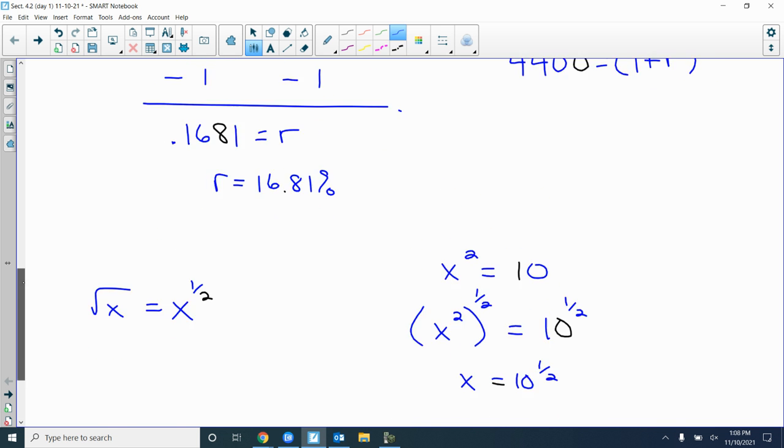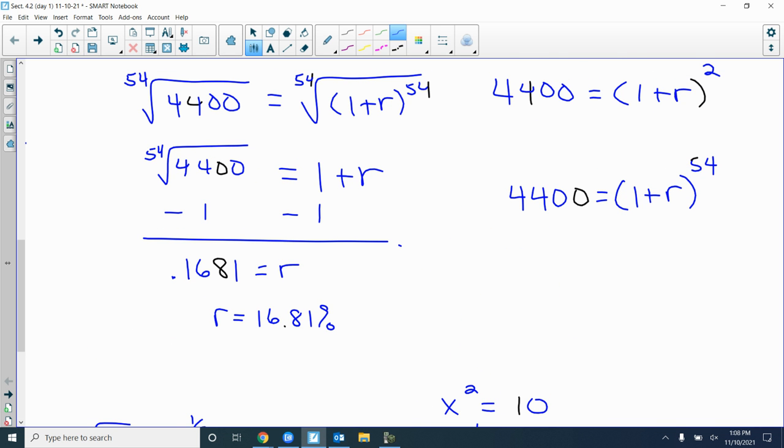What power then would I take the 4,400 to on both sides? I'd take it to the 1/54 power. Same thing. So I would do 4,400.